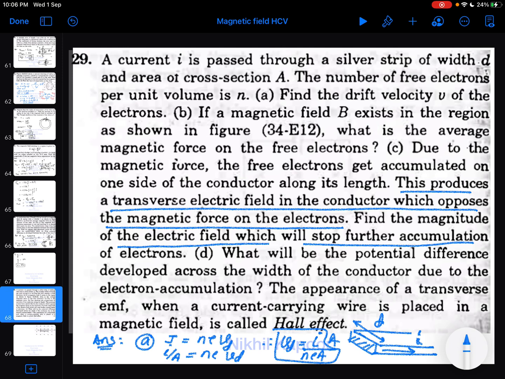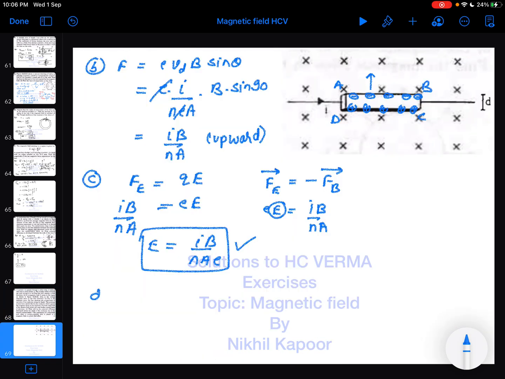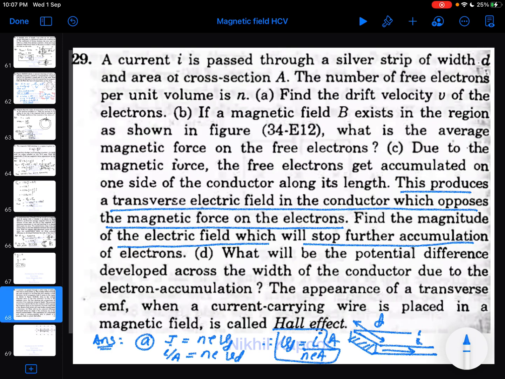Second, what will be the potential difference across the width? As we know very well, potential difference is nothing but integration E dr. So as electric field is uniform, IB upon nAe integration of dr, where dr is the element of this line, so its width is D, so it will be IB into D upon nAe. So that is the potential difference developed.